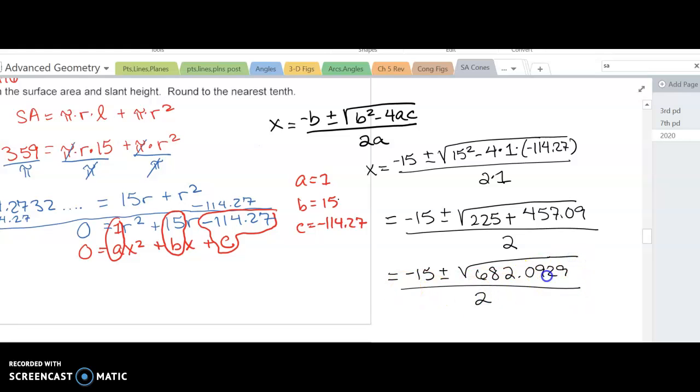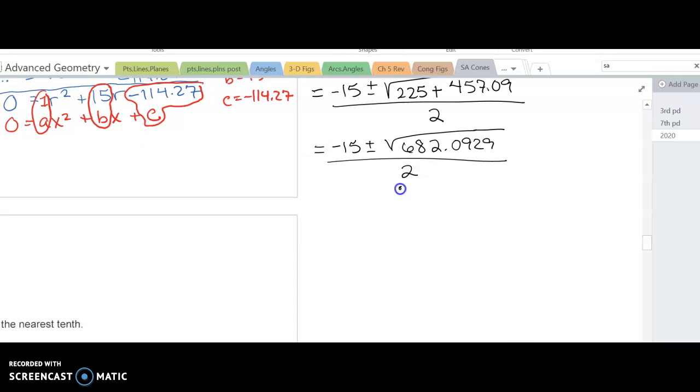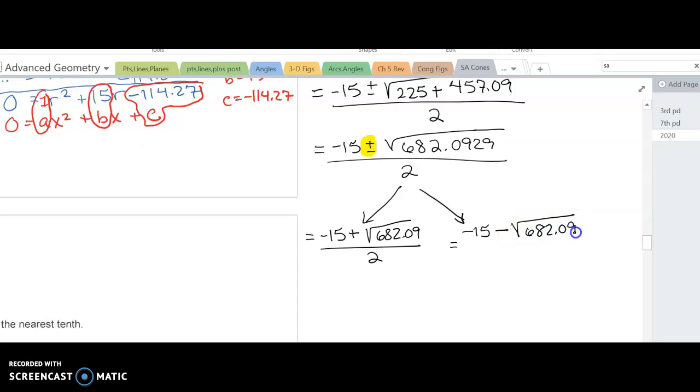And then remember from there, you split this into two possibilities. This plus or minus right here means there's two scenarios going on that we've just been combining into one scenario. But really, one scenario is negative 15 plus the square root of 682.09 over 2, and the other one is negative 15 minus the square root of 682.09 over 2.